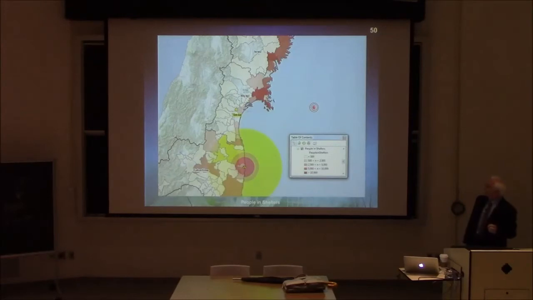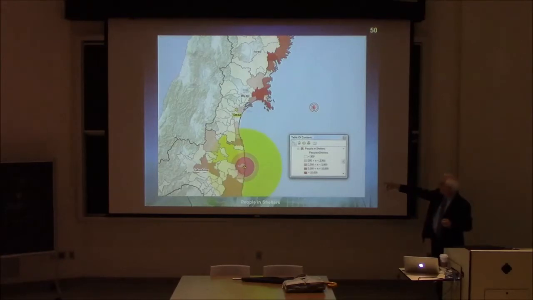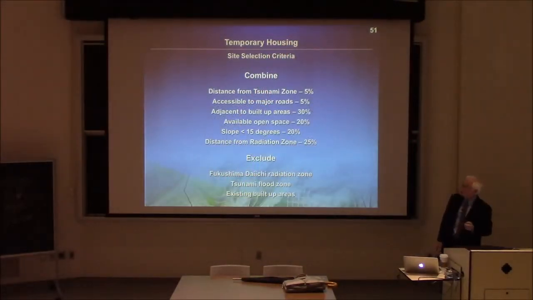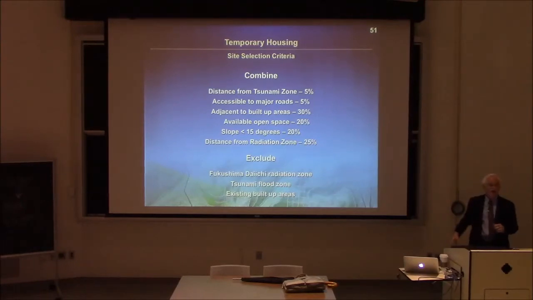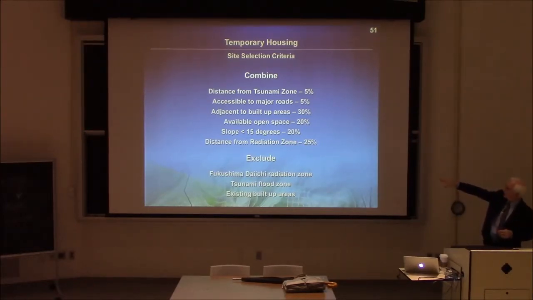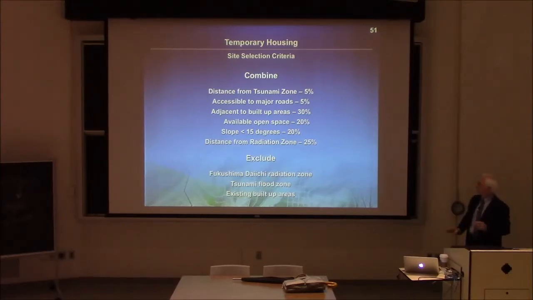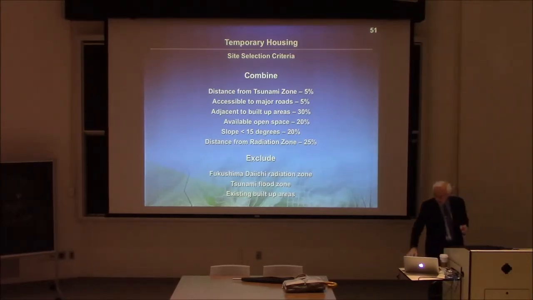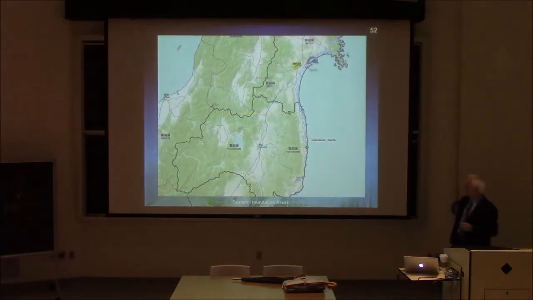So if we look at this, these are people in shelters. You can see that the red areas have greater than 10,000 people in shelters in each of those areas. So this is the population. You also see the exclusion zone. This is again a set of criteria that people sat down and defined. The distance to the tsunami zone was one criterion. And you can read all this: major roads, built up areas, open space, slope, distance. And you want to exclude the radiation zones, the flood zone itself, and the existing built up areas where there was no room to build. You can see the blue along the edge, that was the tsunami inundation zone. You can see it went a long way in.